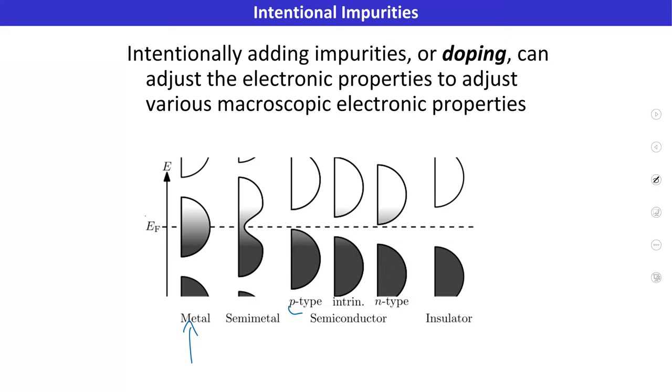This dotted line, E sub F, is called the Fermi level after Enrico Fermi, who worked on the Manhattan Project, really important in early quantum mechanics. Also the guy who came up with the Fermi paradox. For those of you who are into science fiction, if you've heard of the Fermi paradox, it's the same guy.